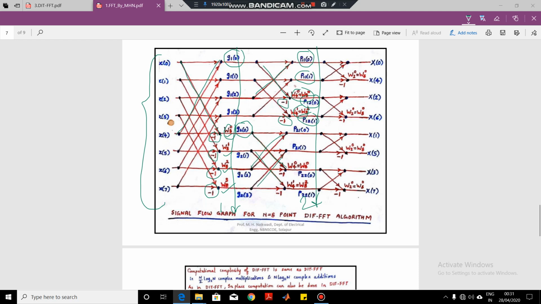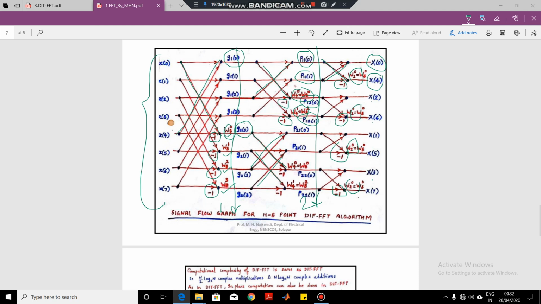Okay, so later on, last thing is simple. Once you get the output, here we are having only 2-point butterflies. So this is simple. So again we are having here -1, W20, then -1, W20, -1, W20, again -1 and W20. So the first output is this, the second output is this, third, fourth, fifth, sixth, seventh, eighth. In this way we are getting the output.